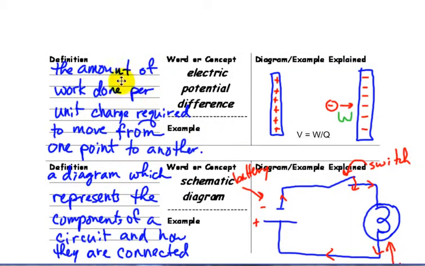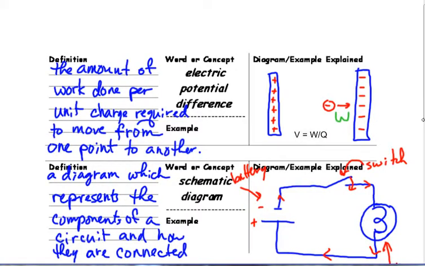Electric potential difference: the amount of work done per unit of charge required to move from one point to another. If I have this negative charge here, I'd have to force it to move to the right, because it wants to be attracted to the positive plate and repelled from the negative. So I'd have to actually exert a force, doing work per unit of charge. That would be the difference in potential.